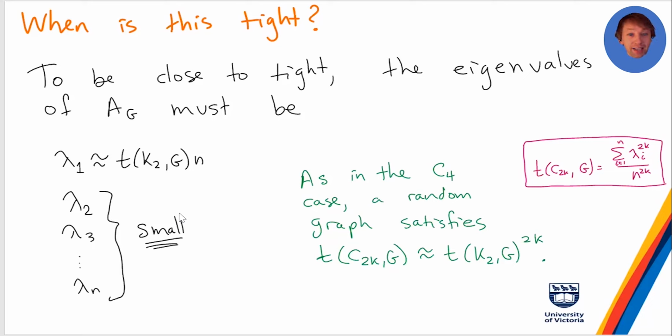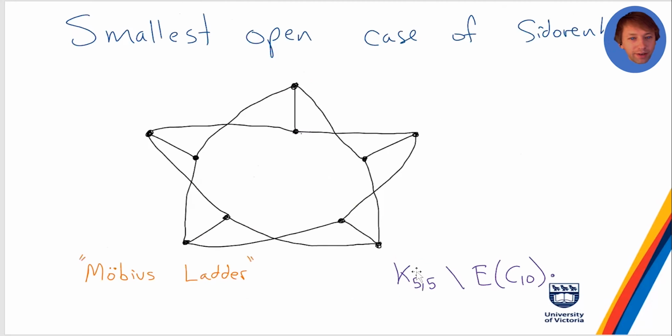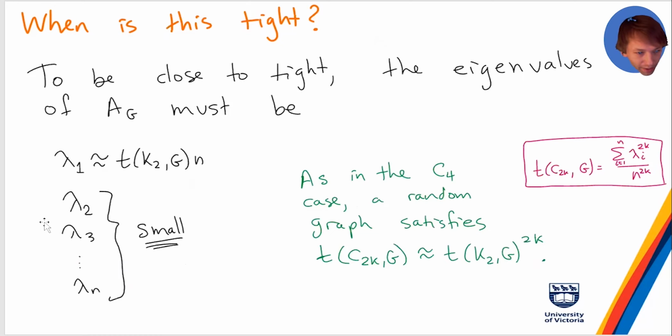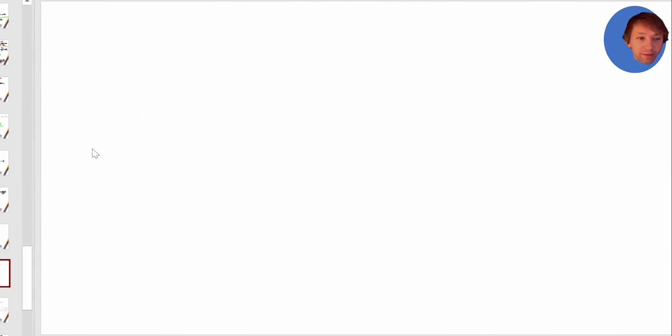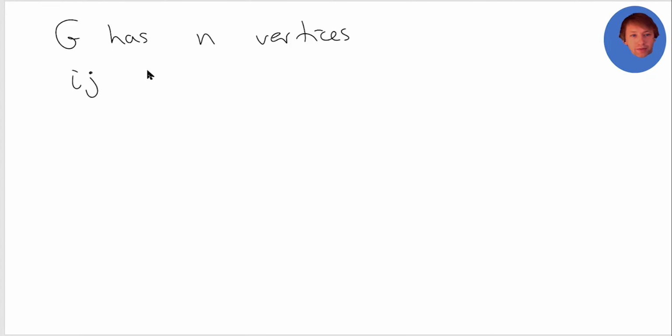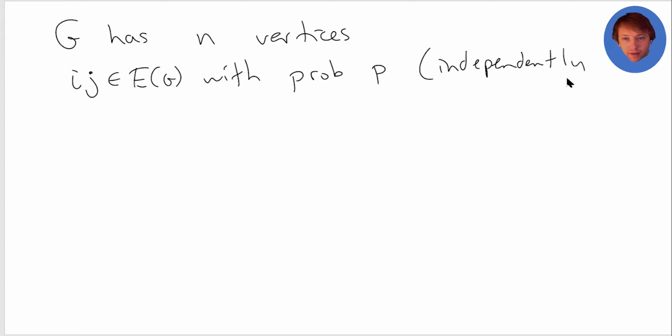I mean, it's asymptotically tight as n goes to infinity. Right. Maybe I didn't put an example here. Well, let's talk about an example. So the example here is the same as the example for C4s, which was a random graph. So let's say that G has n vertices. If I take ij, it's an edge of G with probability p, and all of these things are independent. So one edge being there doesn't influence the other. It's just flip a coin for every edge.